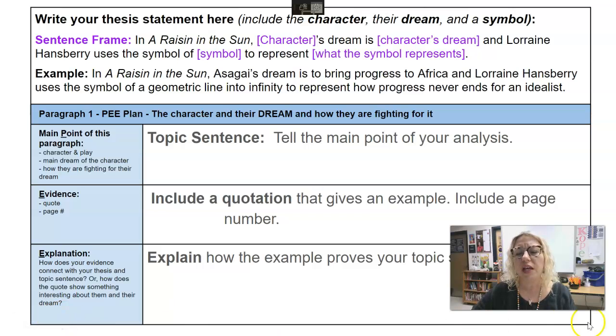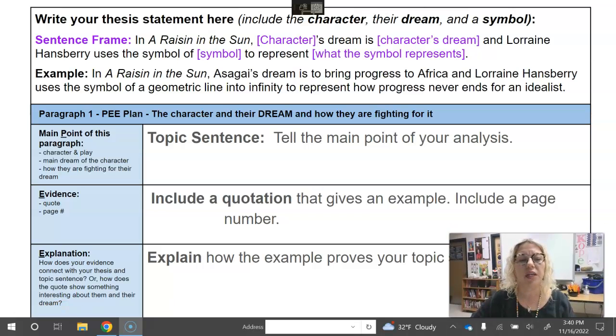All right, your graphic organizer looks something like this in your packet, and your must-do is to complete it, both graphic organizers for both paragraphs. And you're going to start by writing your thesis statement. Here it says, include the character, their dream, and a symbol. Use the sentence frame, and you probably already did this in part 1 of 1.10, but we just want to make sure that you have it and that you're focused on it, because this is your central point, your main argument that's answering the question.